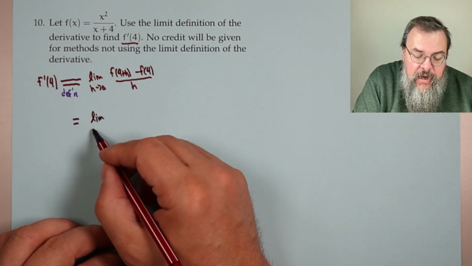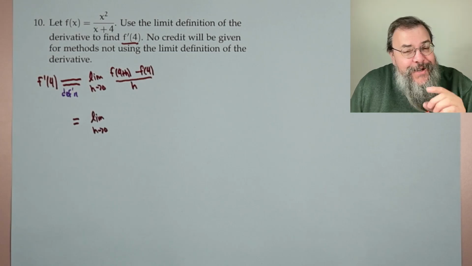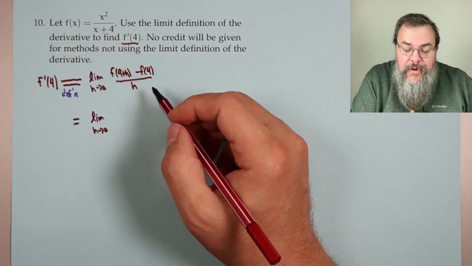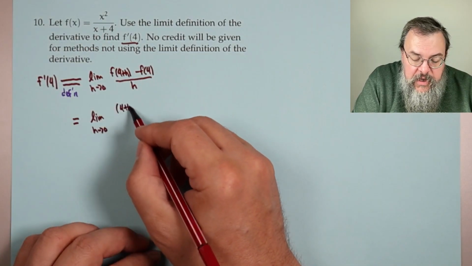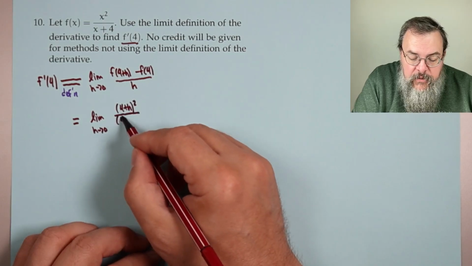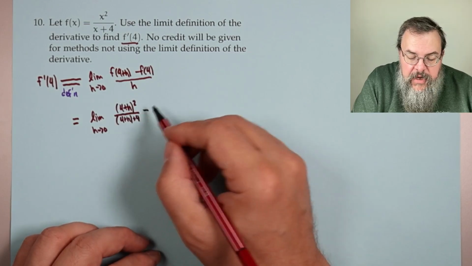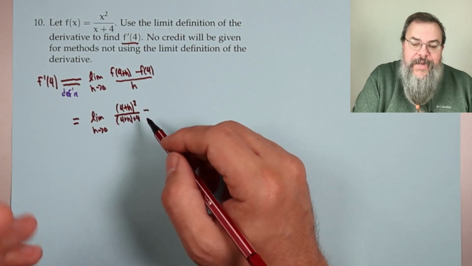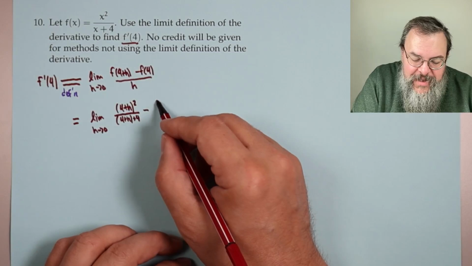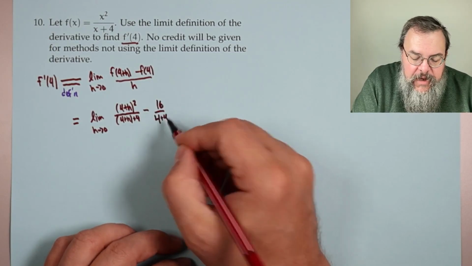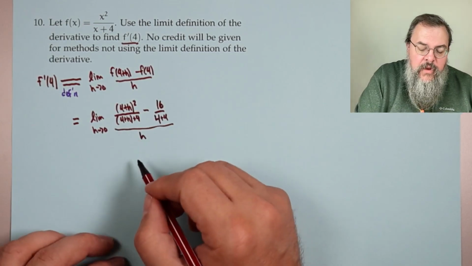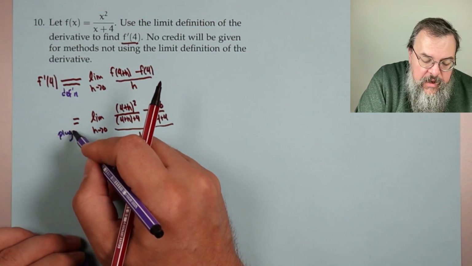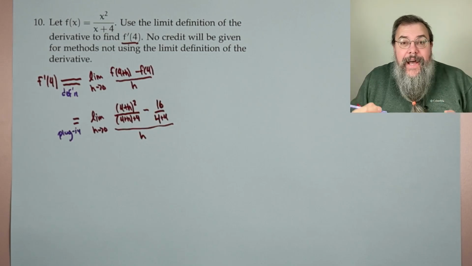And the part that throws some people off, but not us, because we're ready for it, is when you plug in 4 plus h. That says everywhere where you see an x, you put a 4 plus h. So this is 4 plus h squared, divided by 4 plus h plus 4, subtract, plug in f of 4. Well, that would be 4 squared, which is 16, and 4 plus 4 is 8, all over h. So definition always comes first, plug in always comes second, and now what comes next is algebra.